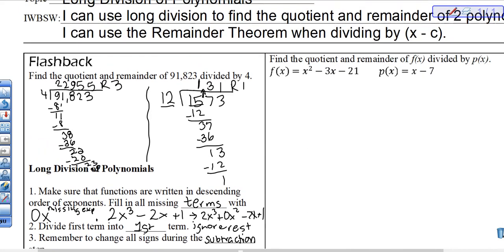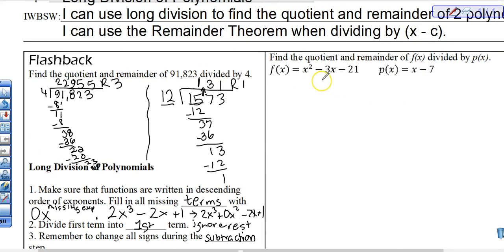So here we go. If you recall, when we did our key terms and ideas, we found the remainder of this. You remember what the remainder was? 7. Okay, well, let's see if that's true. First I'm going to do step 1. Are my functions written in descending order of exponents? Nothing missing. Okay, so this is like doing a 2-digit number into a 3-digit number.